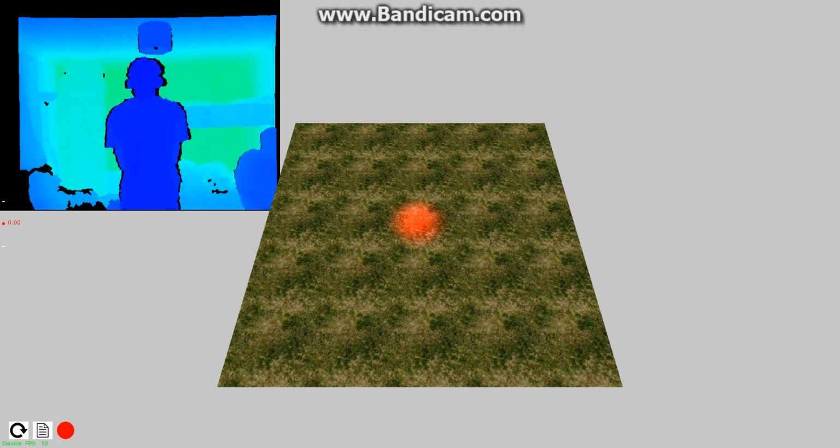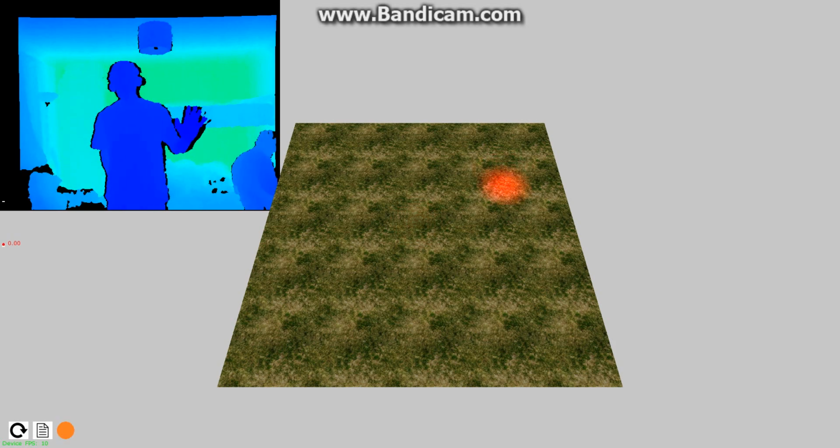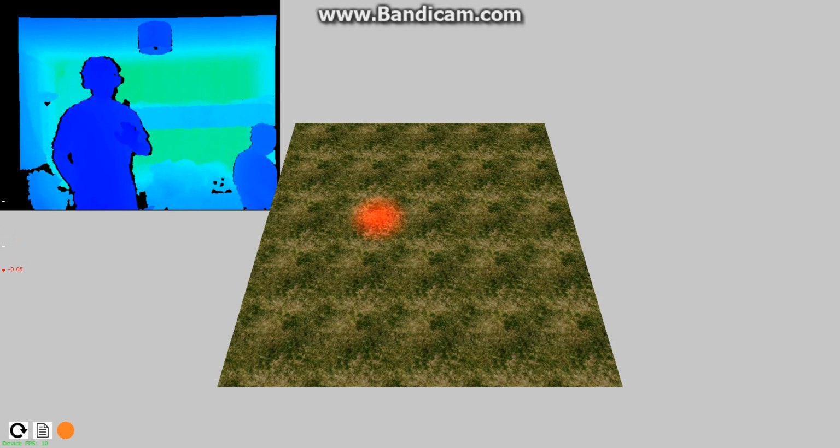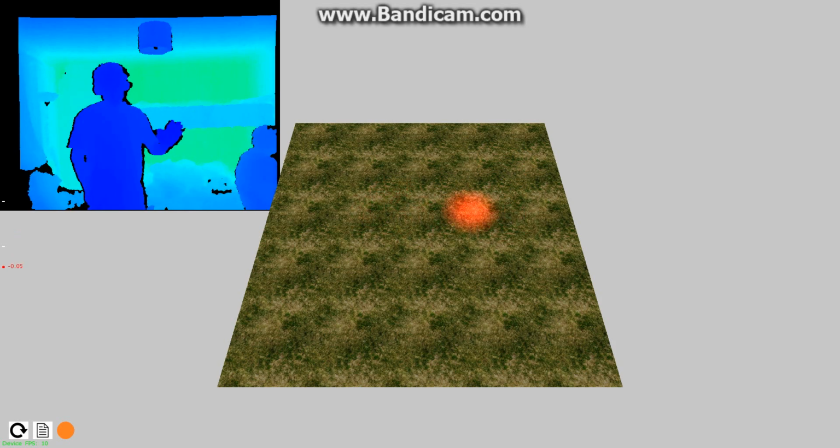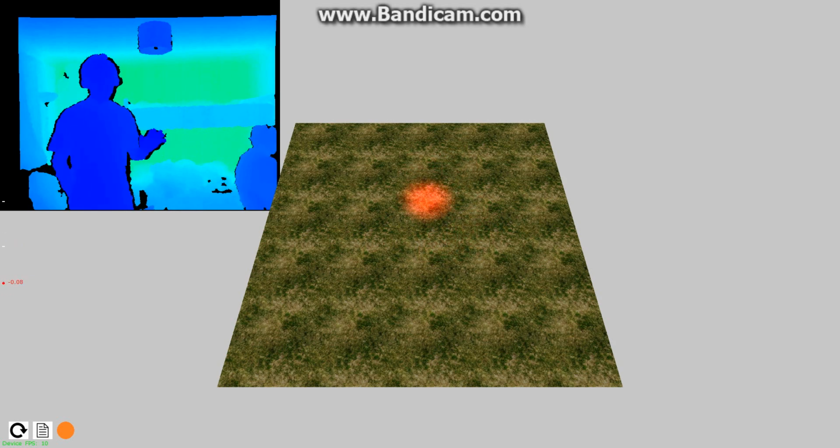In the bottom left hand corner you'll see two buttons and an indicator. The indicator is red, showing that it doesn't detect any hands at this point. If I raise my right hand, it turns orange, and you can see that I can control the target of what part of the terrain I'm going to interact with. I can control all three axes, X, Y and Z.